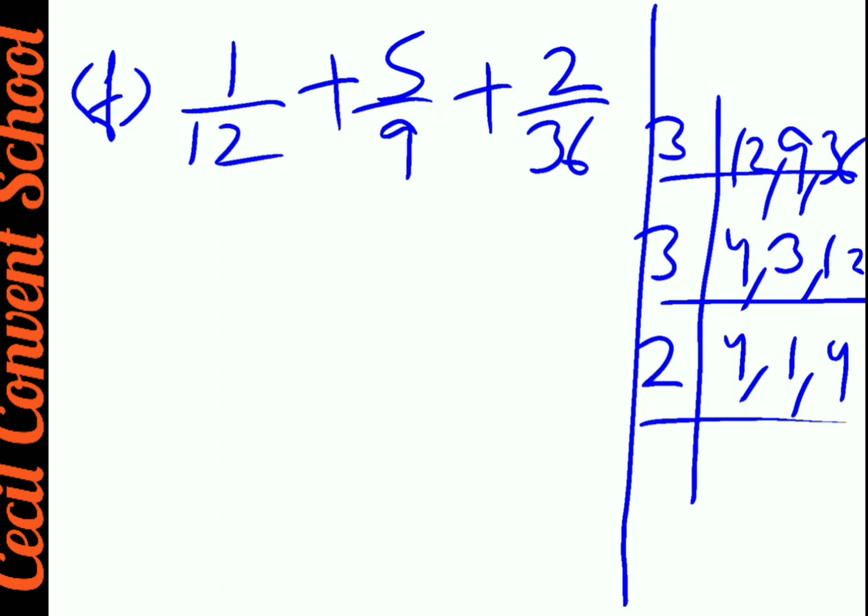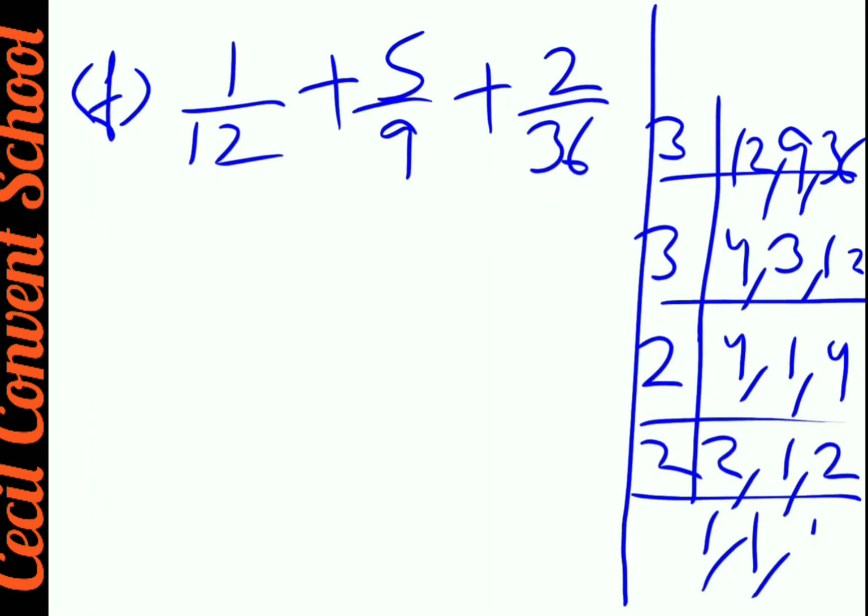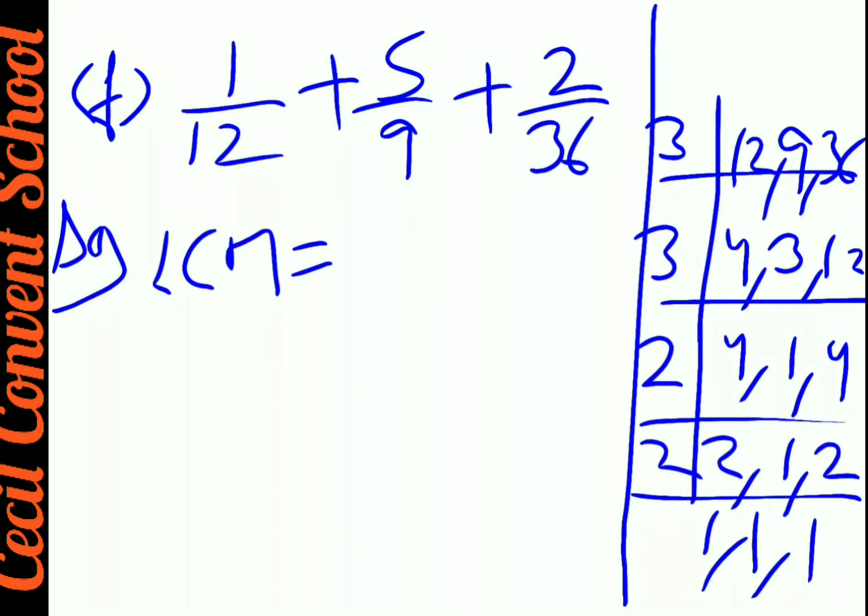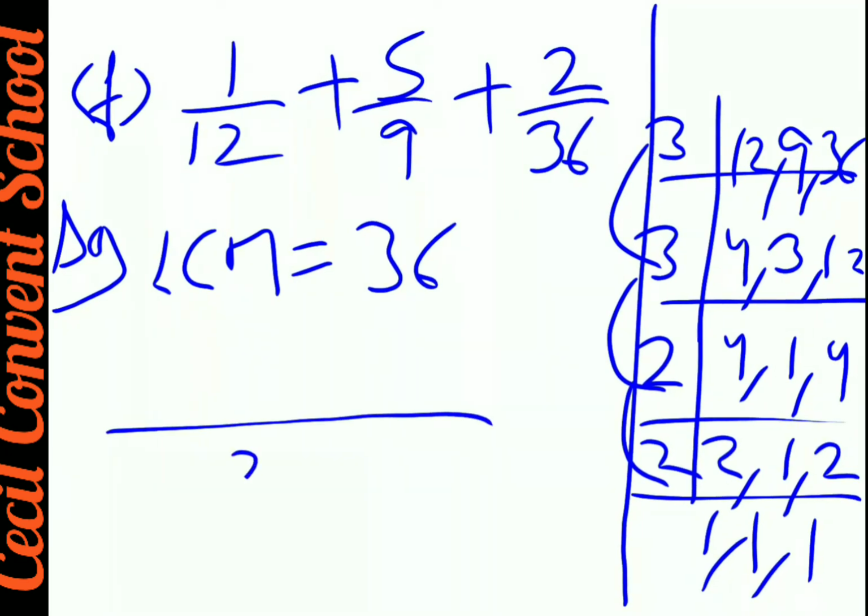Now do with 2. You can't do with 4 because 4 comes in another table, so it is not a prime number. We always take a prime number. So 2 2s are 4, 1, 2 2s are 4. Now again do with 2, 1, 1, 1. Now we have to write down the LCM of it. LCM will be 3 3s are 9, 9 2s are 18, 18 2s are 36. So LCM will be 36. Now you write down 36.